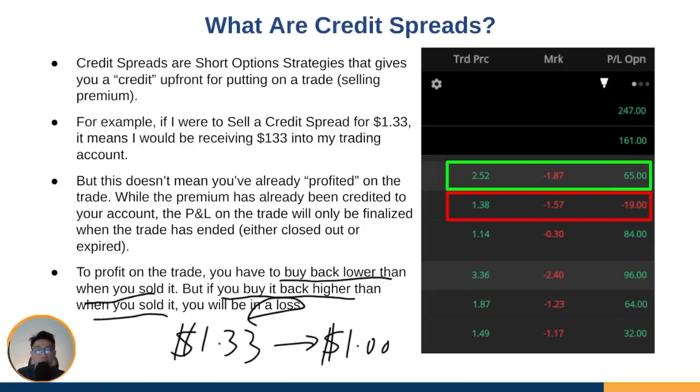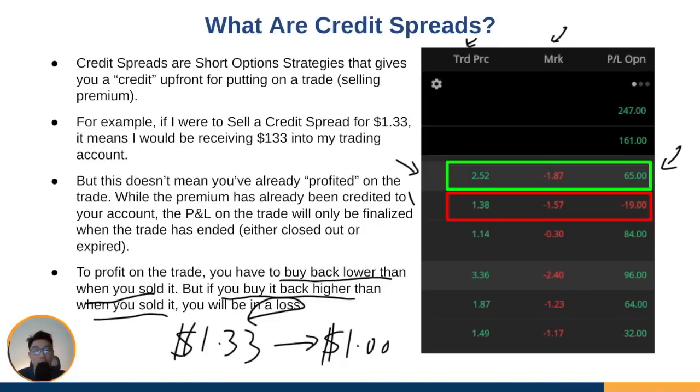As you can see down here, there's an example. Again, this is on the Tasty Trade platform. On the left hand side, this is where I sold the trade. As you can see down here, it says trade price. You notice that it's sold for $2.52, and right now it's currently marking, that means the current price is at $1.87. So for this trade, it's in a profit. As you can see, it shows $65.